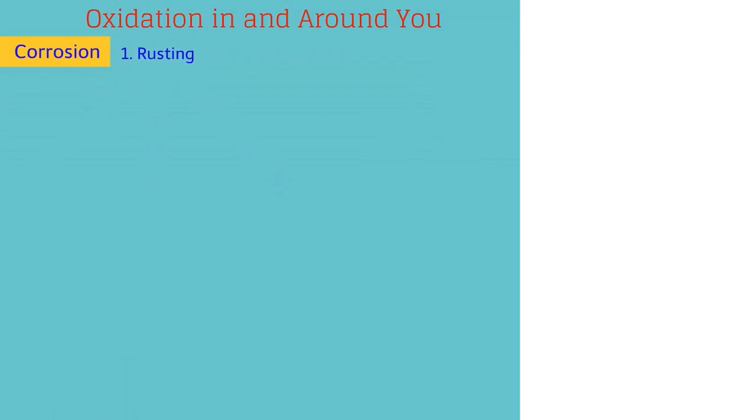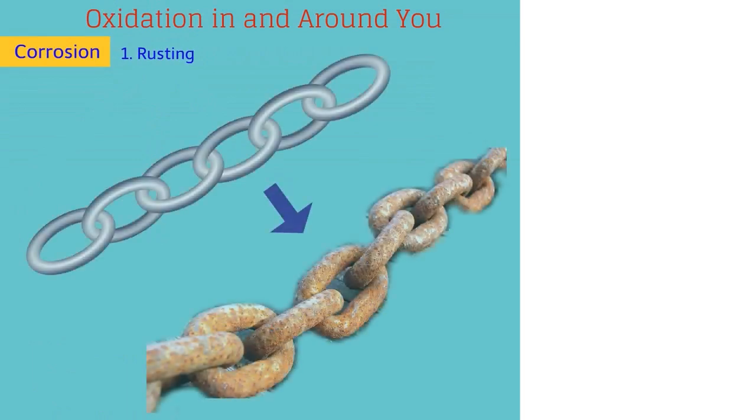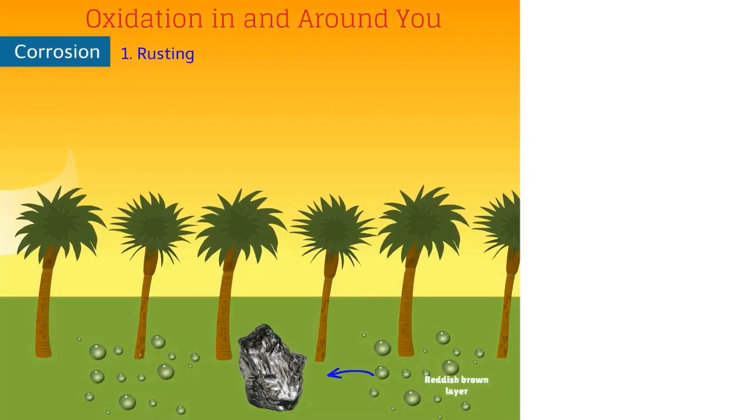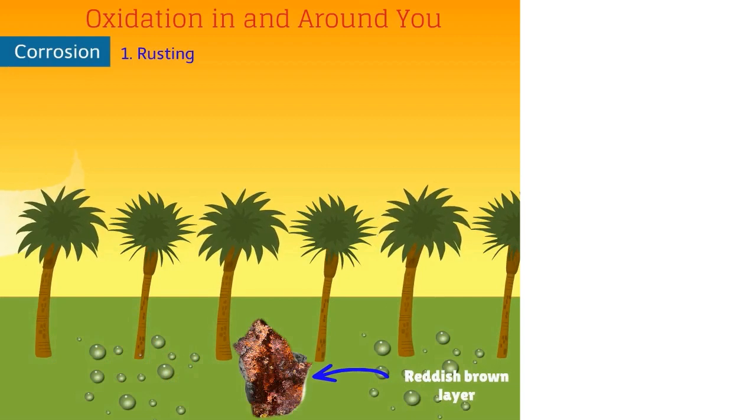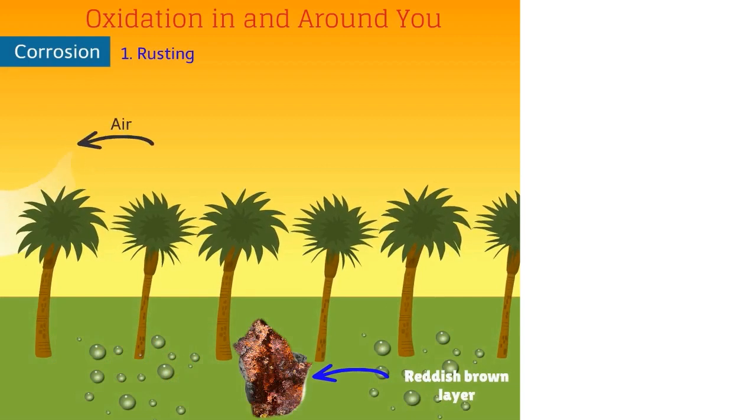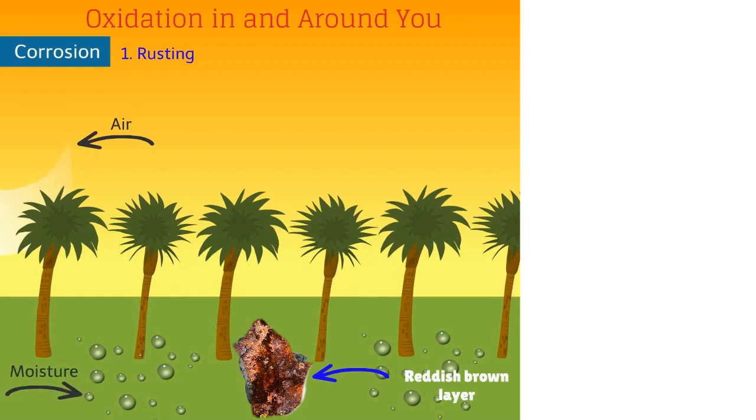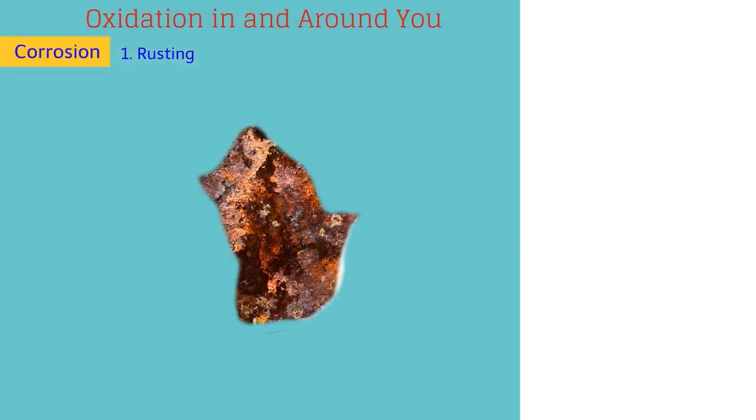Rusting. Corrosion of iron is called rusting. Rust is a reddish-brown layer formed on the iron metal due to the effects of air and moisture. Chemical formula of rust is Fe2O3.H2O.